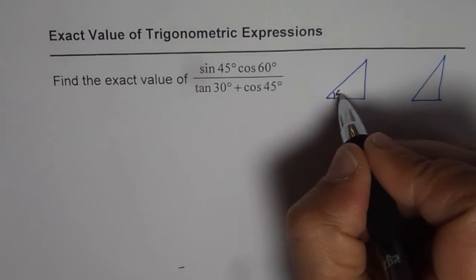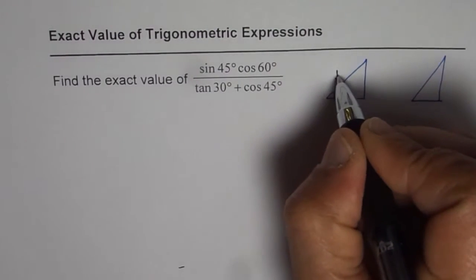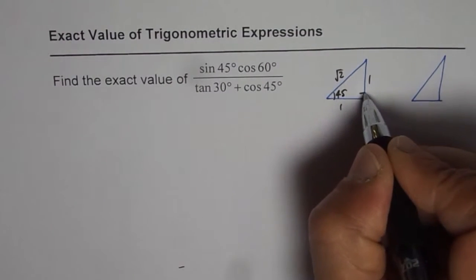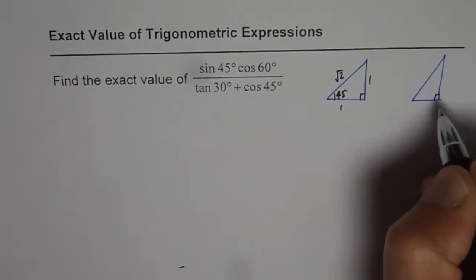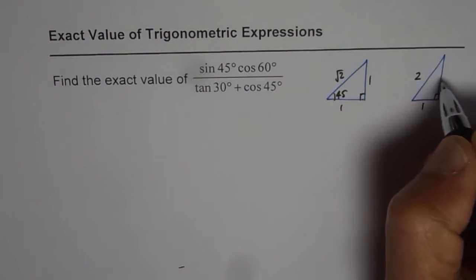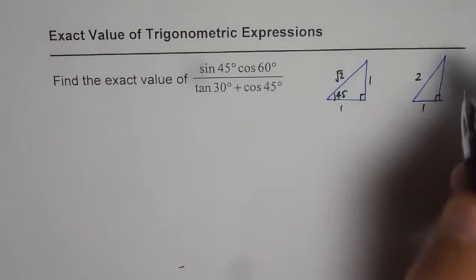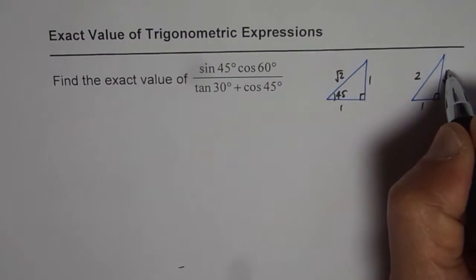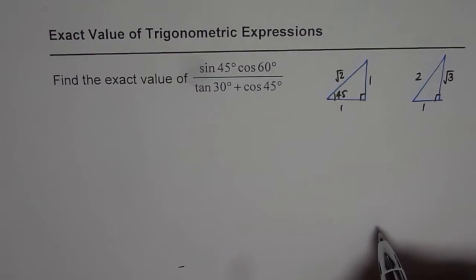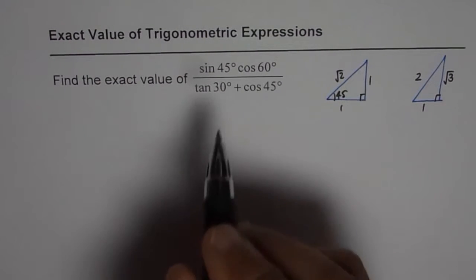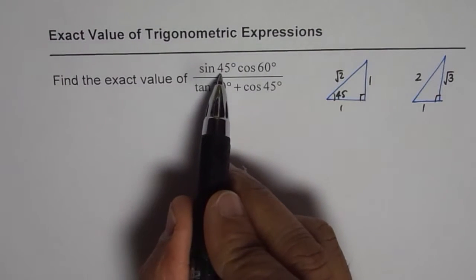So let me write down the values first. They actually help us to find the solution. Whenever you're working with special or exact values, always sketch the special triangles. It helps to find the values quickly. So the question here is sine 45.